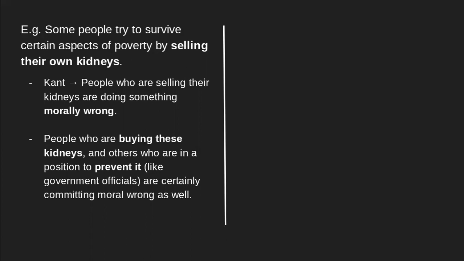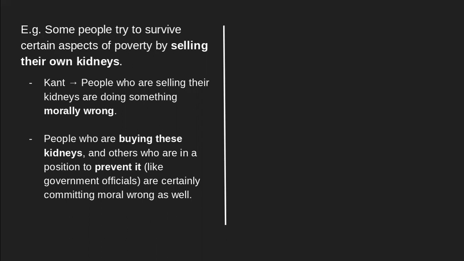So Kant, or a Kantian, would probably say that people who are selling their kidneys are doing something morally wrong, because they're treating their bodies, or themselves, as a mere means to another goal. Their goal is to get rid of the intolerable conditions of poverty. They are suffering poverty. Probably they might also have kids who are suffering with them, so they need urgent financial assistance, right? And the way they find is selling their own kidneys.